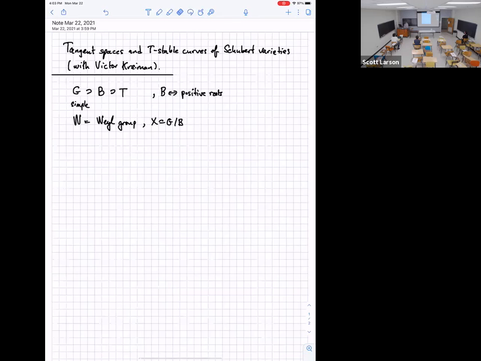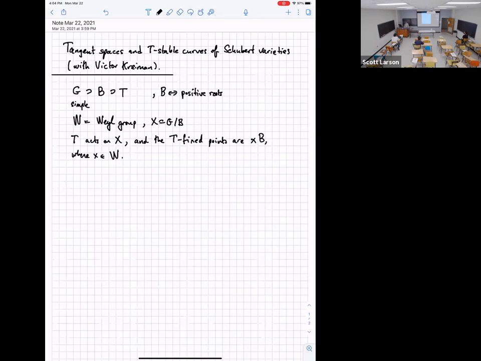And then as many people know, the torus acts on X and the fixed points are of the form xB, where x is an element of the Weyl group. And of course, technically, I have to take a representative for x in G, but I'll just use the same letter for x and for a representative.